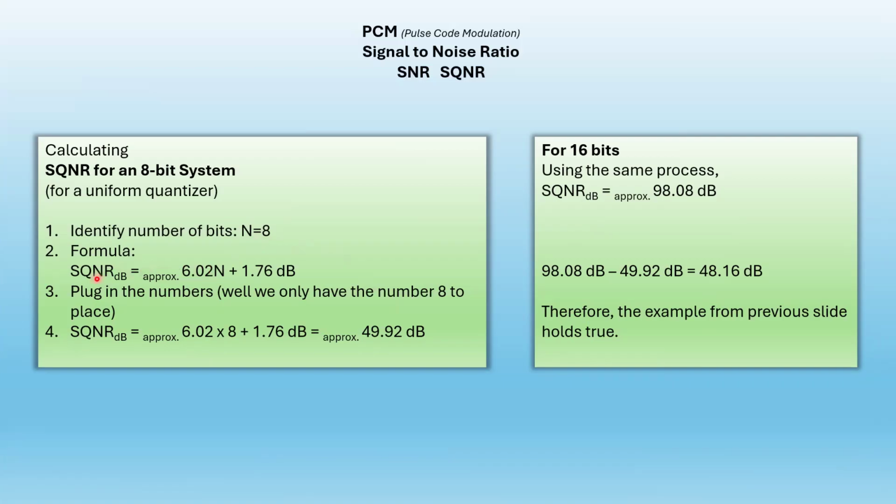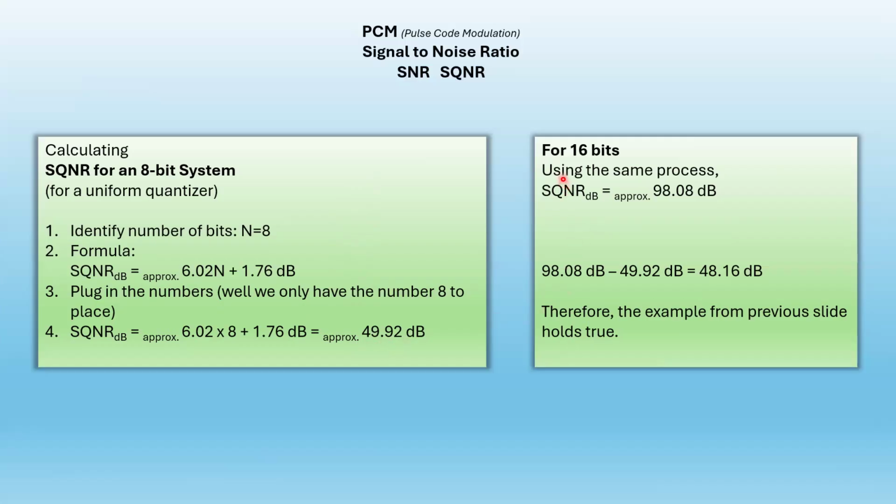So SQNR, the signal to quantizing error noise ratio, is 6.02 times the number of bits plus 1.76. And it comes up to about 49.92 decibels. So the noise level is 49 decibels lower than the maximum signal that is there. That's how we should understand that. That's the signal to noise ratio.